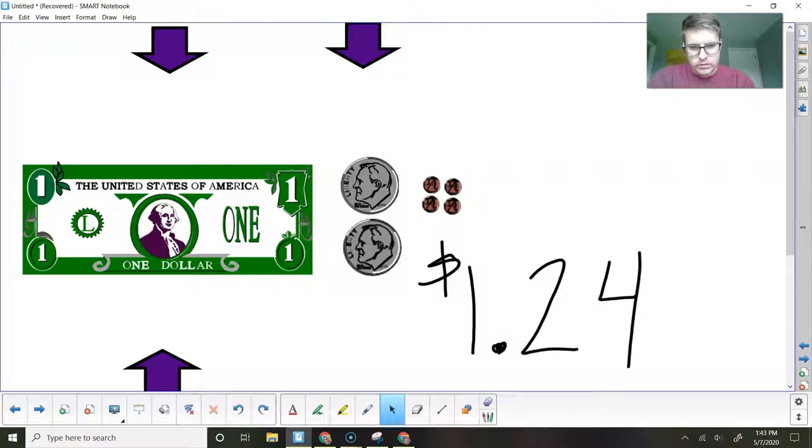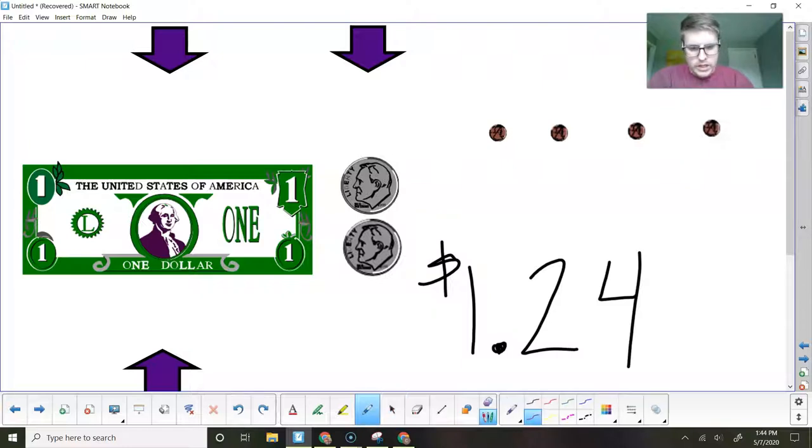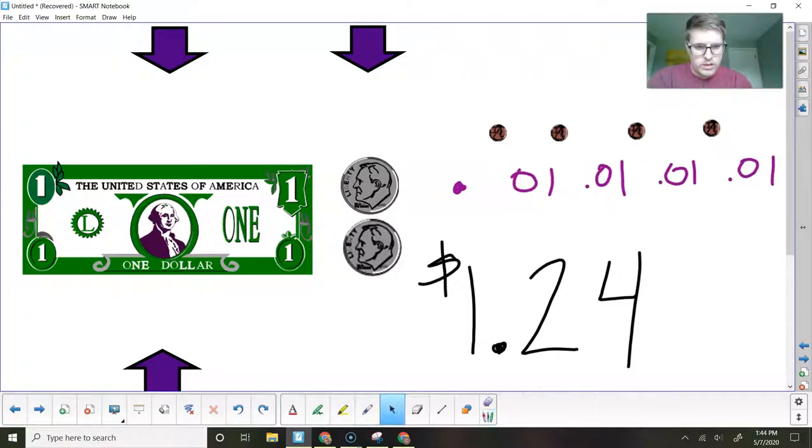So now I can move on to my ones. Well, watch this. 10 pennies equals one dime, right? 10 cents equals 10 pennies. So each of these, 1, 2, 3, and 4, each one of those is worth a hundredth. So point, not one, but 0.01. That tells me 1 out of 100. 0.01 equals 1 out of 100. So 0.01 plus 0.01 plus 0.01 plus 0.01.